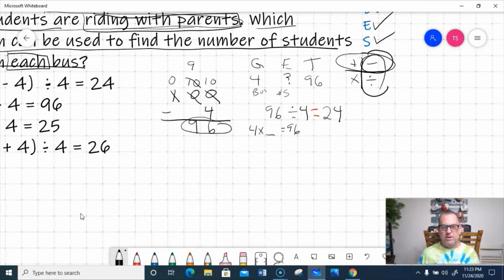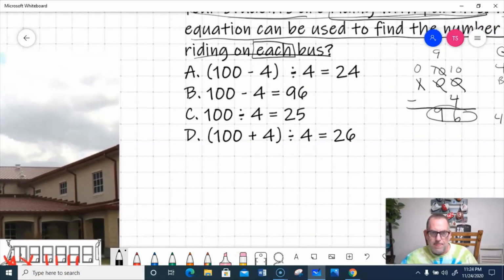So there's another way to do it, doing the solving this too. So 4 times 24 equals 96. So I'm pretty sure there's going to be 24 students on each bus. I'll show you another way to solve that problem though too. We'll go ahead.